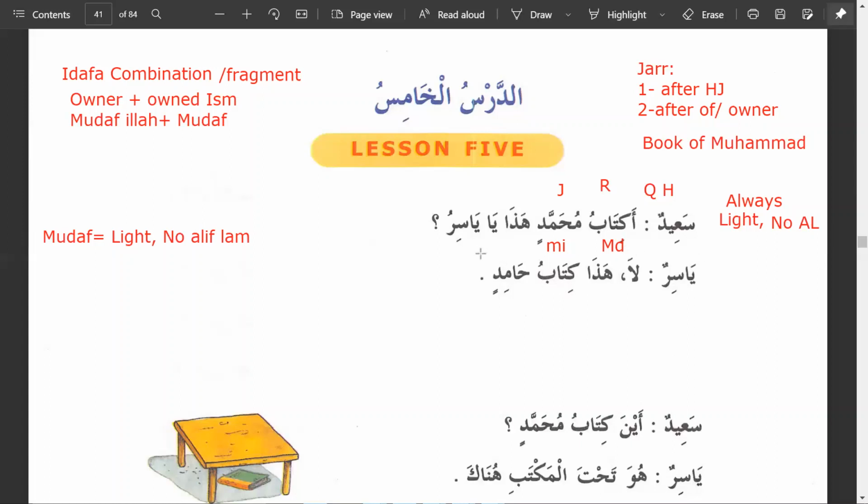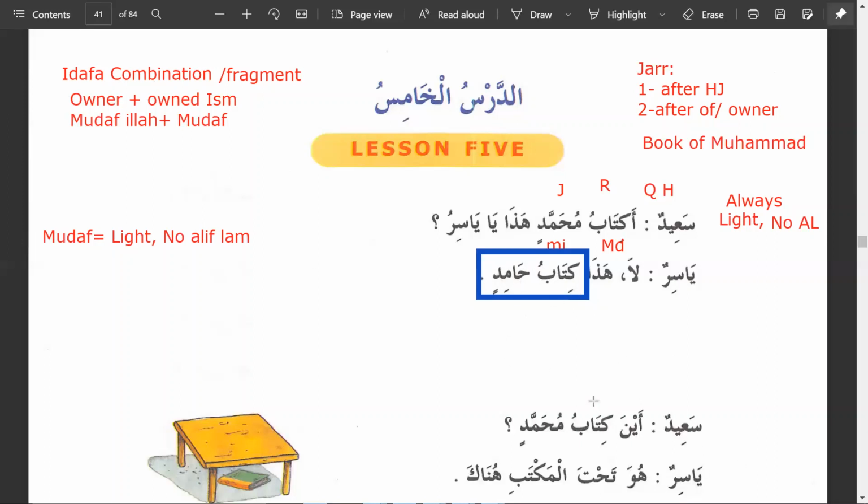MashaAllah. So now, in a sentence, you can identify if there is an idafa combination. First, you see an ism that is jar in status, and before that ism, if another ism is light with no alif lam, then it's an idafa combination. First, you see an ism with jar status, then you confirm it by checking whether it is preceded by an ism which is light, no alif lam. Okay. So alhamdulillah, now you identified this idafa combination.